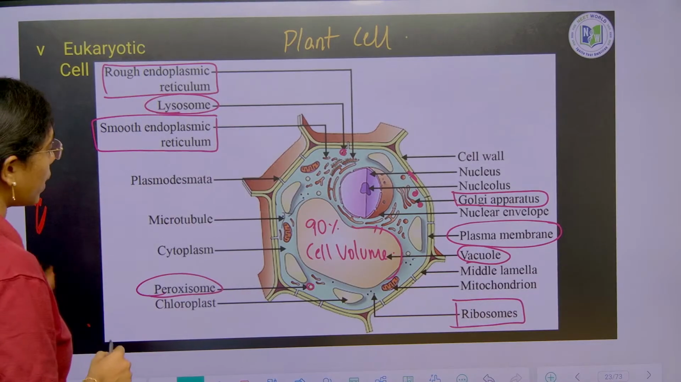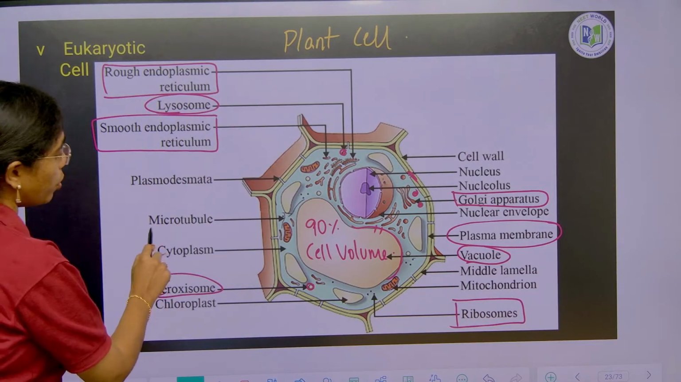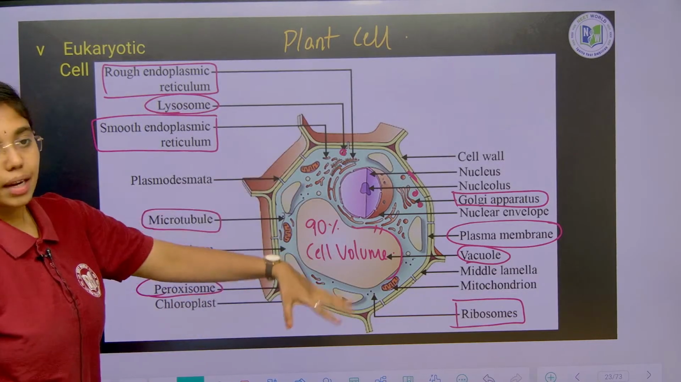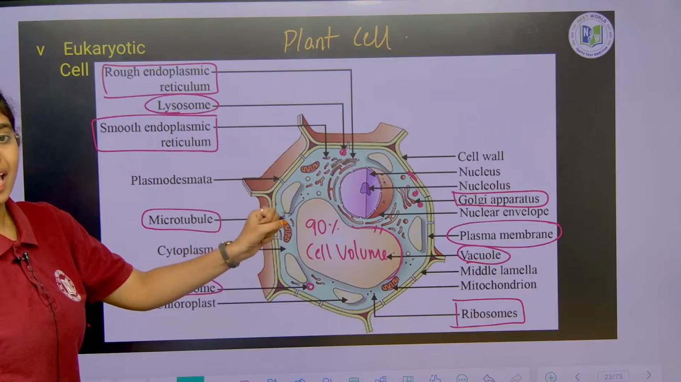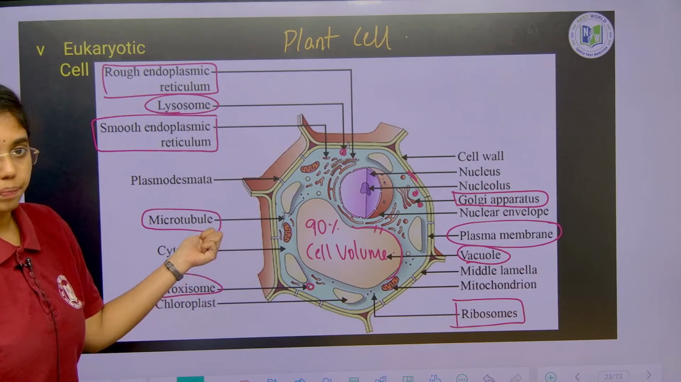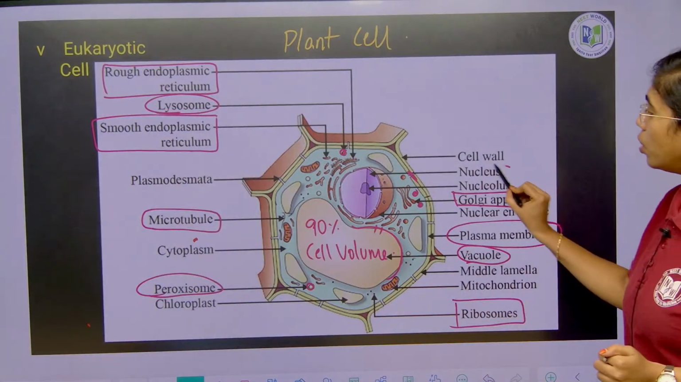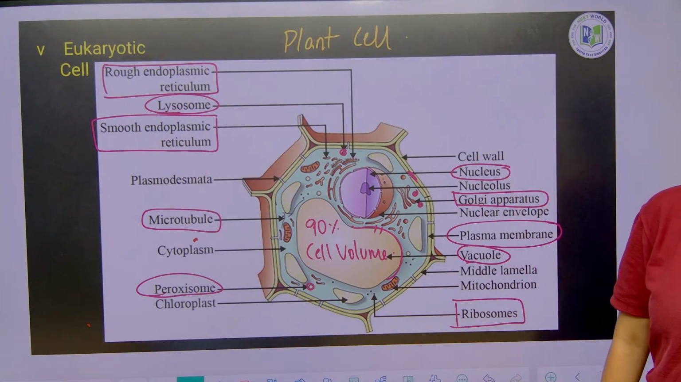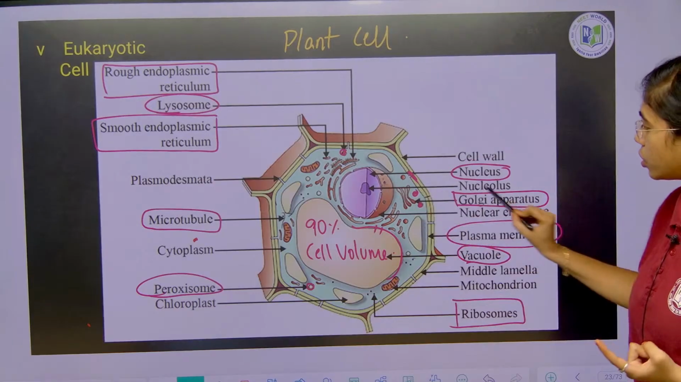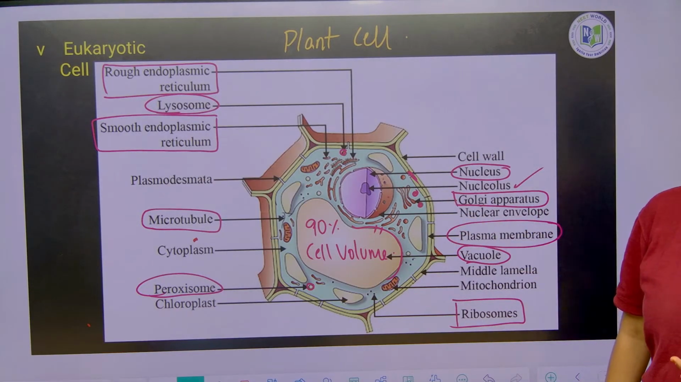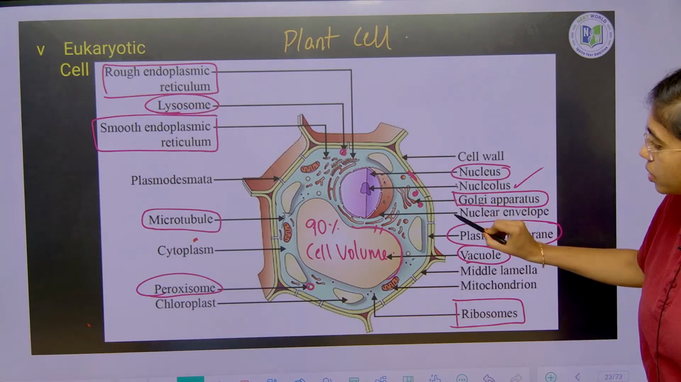Now, double membrane bound organelles include microtubules, which are also single membrane bound, help in intracellular transport, and also help to make up the cytoskeleton. Okay? And then double membrane bound organelles include nucleus. Nucleus has 4 components: nucleolus, nuclear envelope, nucleoplasm, nuclear membrane, of which 2 are given in this diagram.